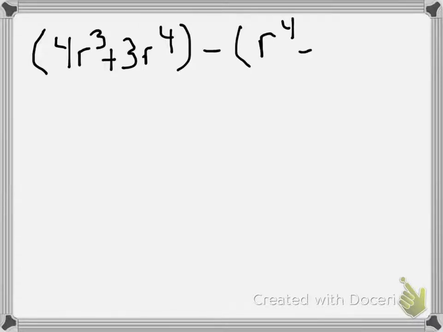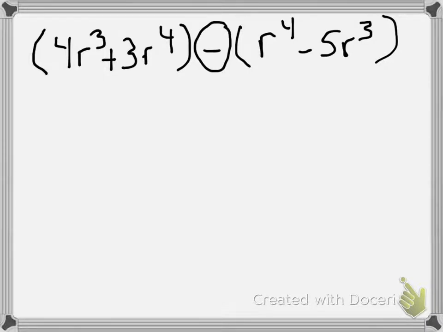First, you're going to have 4r cubed plus 3r to the fourth minus the quantity r to the fourth minus 5r cubed. Okay, the first thing you're going to want to do is get rid of this minus sign. How do you get rid of it? You distribute it to everything in the right hand side, and then you can also take away the parentheses.